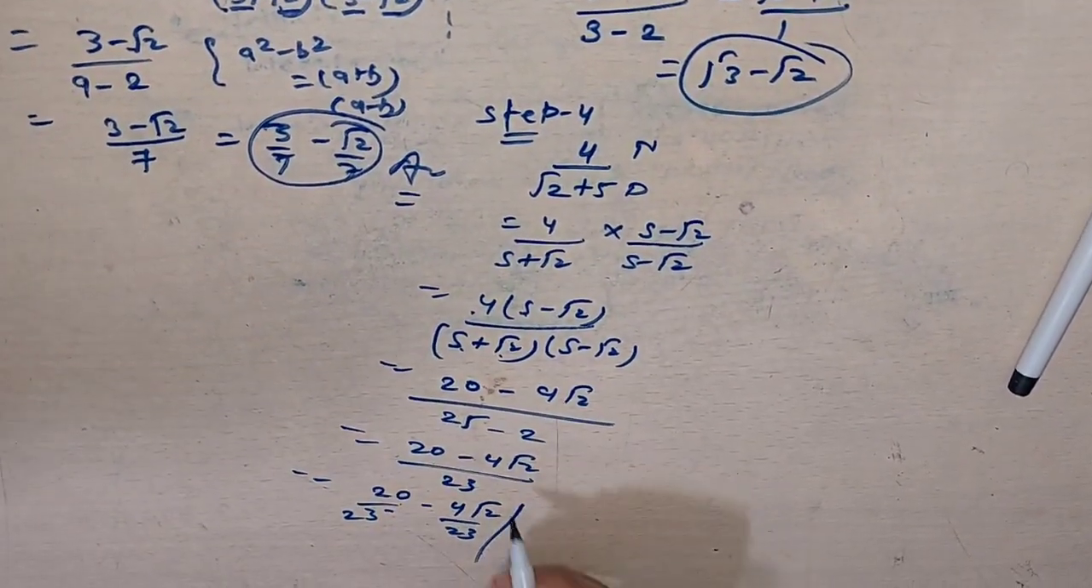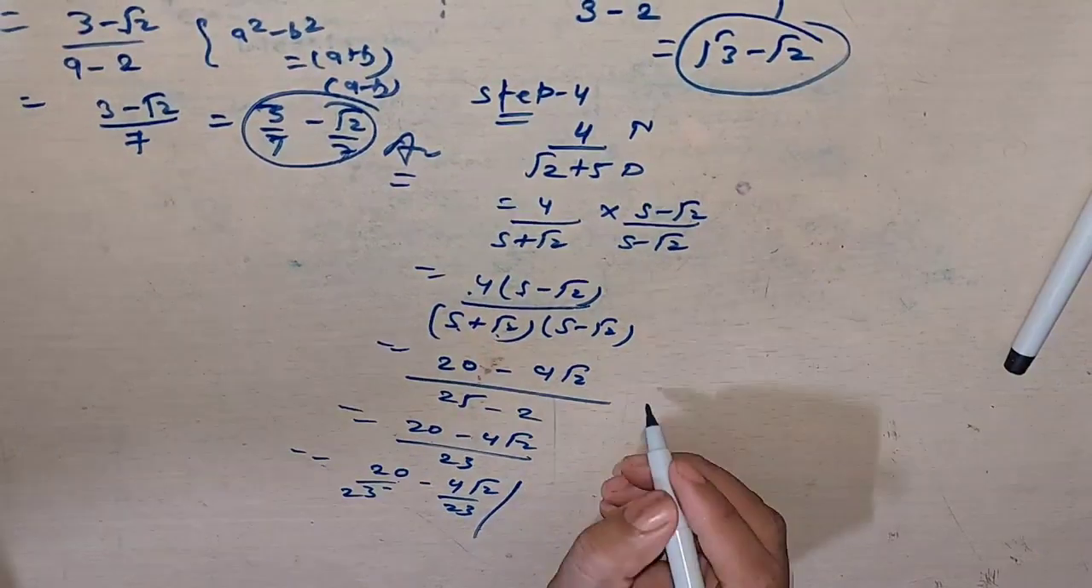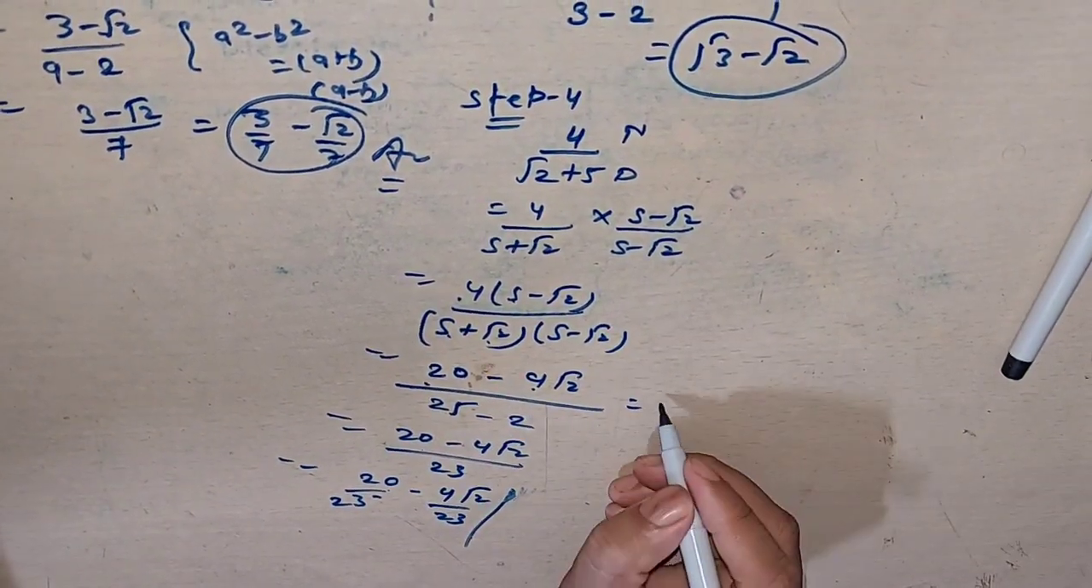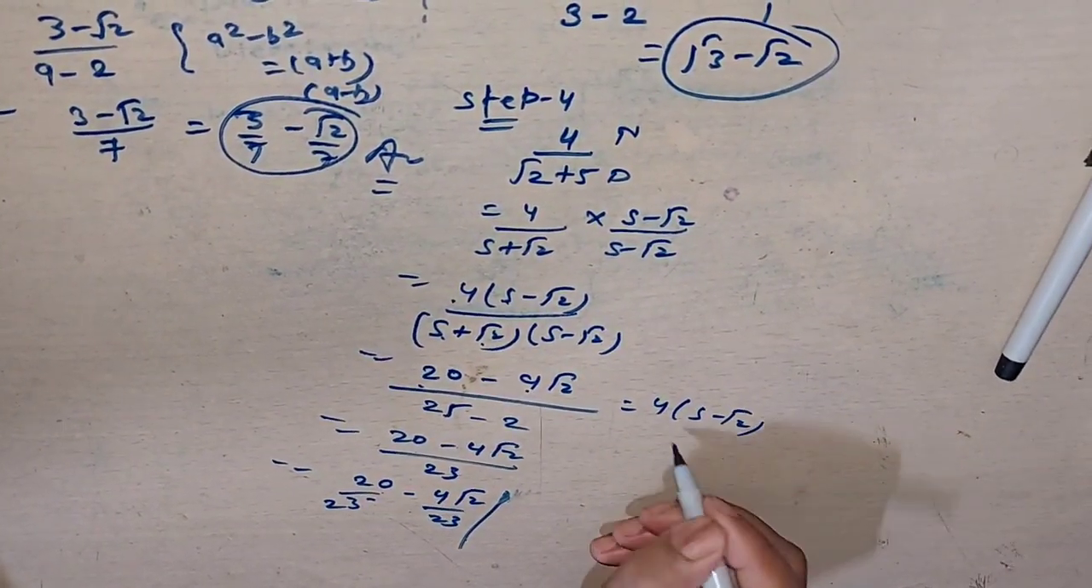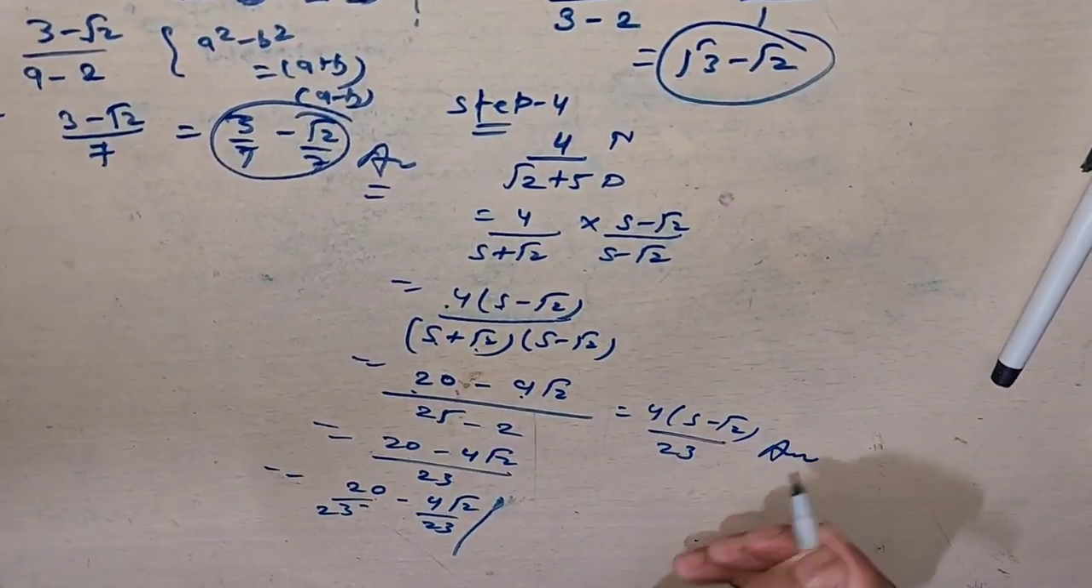आप ऐसे भी लिख सकते हैं, नहीं तो इसका सेकेंड स्टेप आप ये कर सकते हैं कि 20 एंड 4 में कॉमन, दैट इज़ 4, 5 माइनस रूट 2 अपॉन 23. आप इतना पे भी कर सकते हैं.